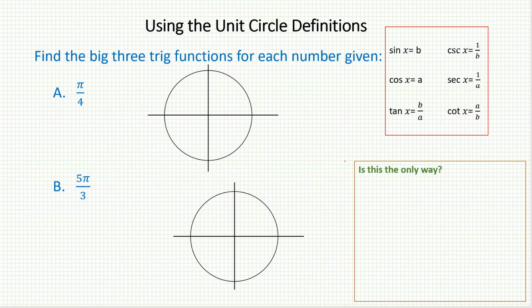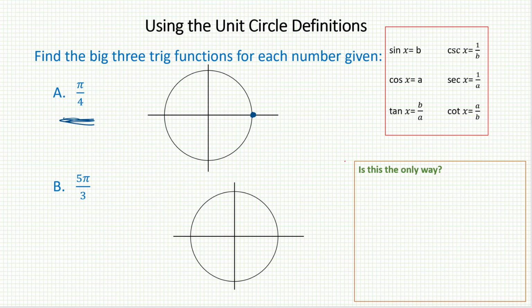Using the unit circle definitions, we want to find the sine, cosine, and tangent values for each number that's given here using our new unit circle definitions. So we'll start with the number pi over 4. Well, we go to the unit circle, we start at the point (1, 0). Pi over 4 is positive, so we're walking counterclockwise.